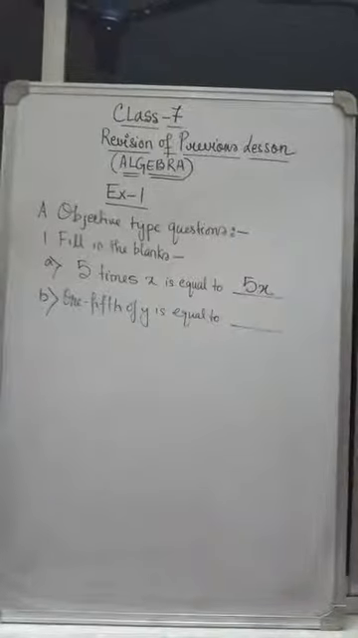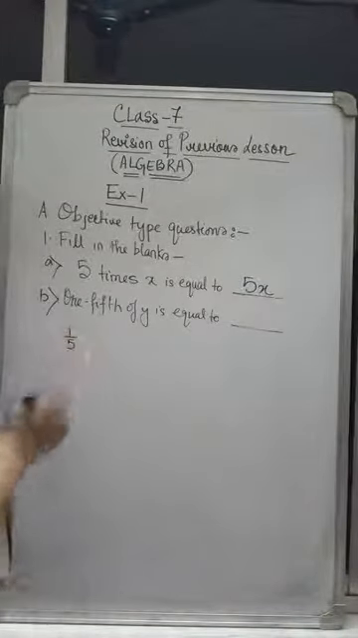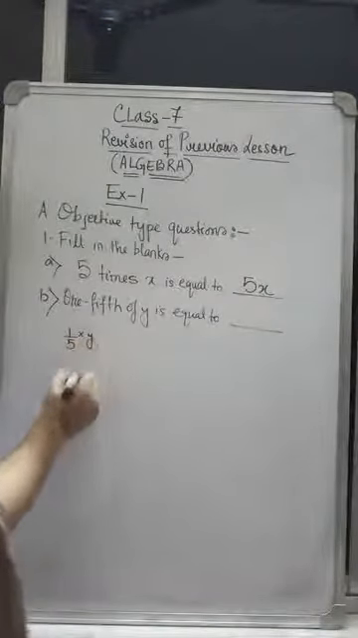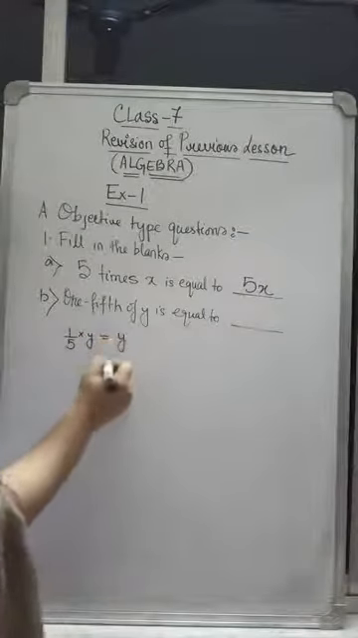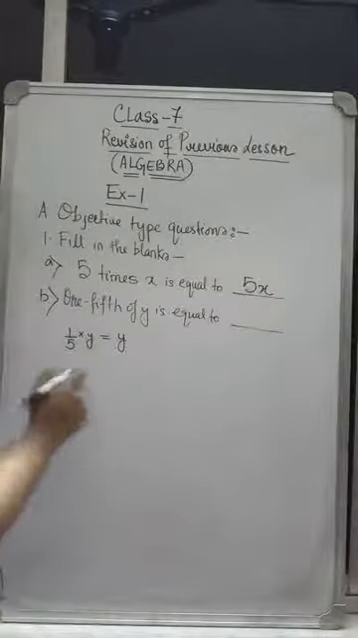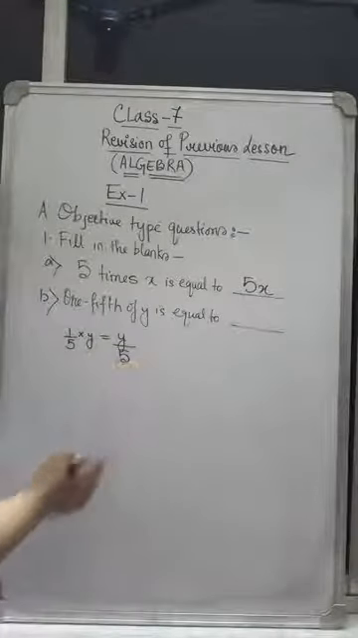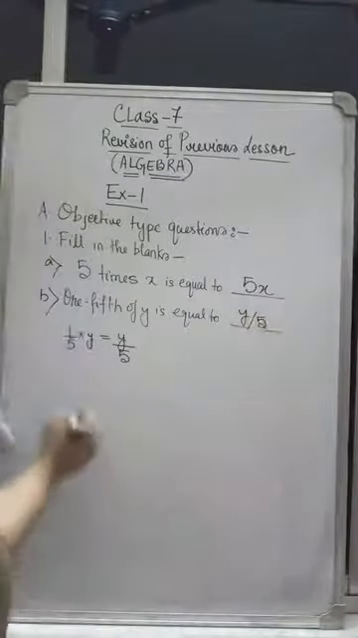So here the word form is given. You have to just convert into algebraic expression form and write. 1/5 means 1/5. Of y means, of means multiply to y. Now what will happen? 1 into y will give you y back, because 1 into any number gives you the number itself. So 1 into y will be y divided by 5. So here the answer will be y by 5.